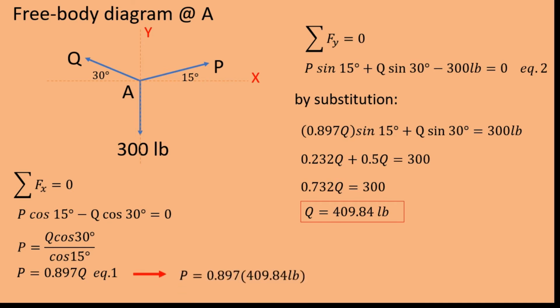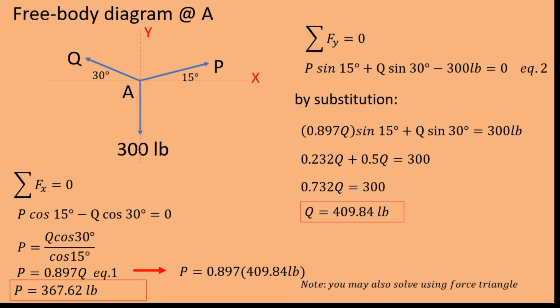Okay, so substitute natin yung value ng Q natin sa equation 1 para makuha natin yung value ng P, which is 0.897 times 409.84 pound. So we will get 367.62 pound. Note, you can also solve this using force triangle since tatlong forces or tensions yung involved.